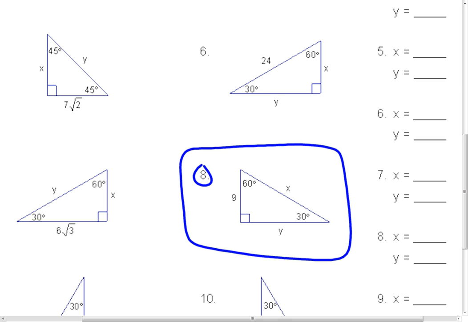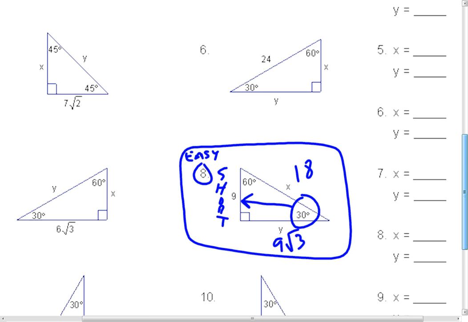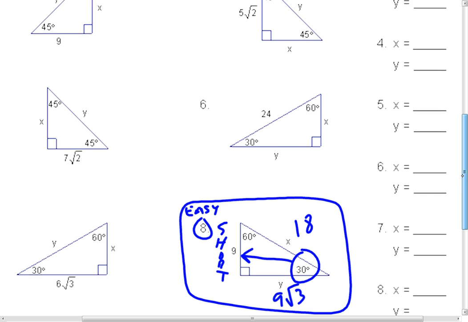Number 8. I'm classifying number 8 as easy because when I identify the short side, not only do I have it, but it's a whole number. If the short side is 9, what's the hypotenuse? 18. What's the longer leg? 9 radical 3. You have successfully bypassed the Pythagorean theorem.